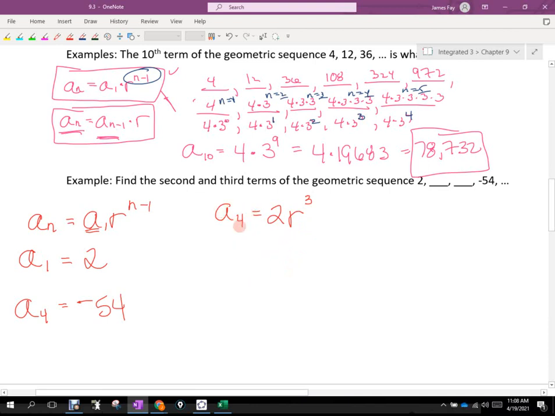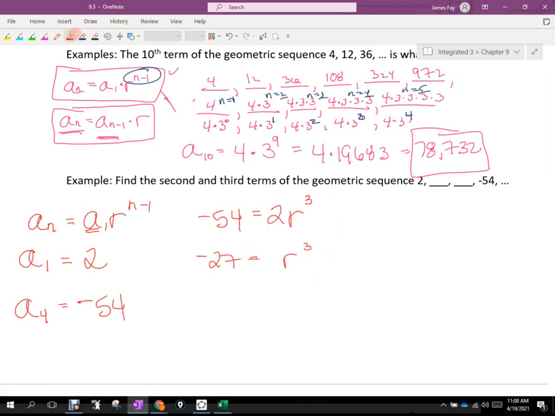Okay. So this 4 right here is the n value. So I got that. But don't I know that a sub 4 is negative 54? So I'm going to replace that now with negative 54. Do you now have a form using the first term and the fourth term in this case? Do you now have a formula to solve for r? What would you do to solve for r here? Divide by 2. So it gives me negative 27 is equal to r cubed.